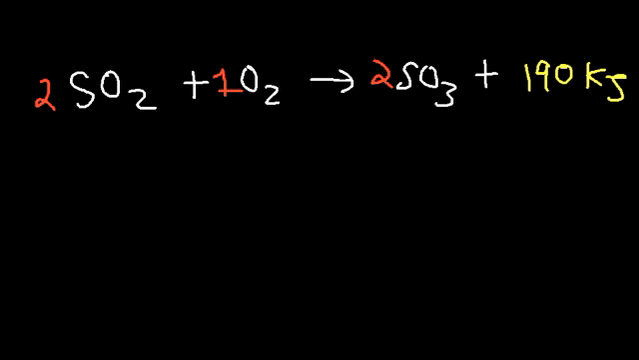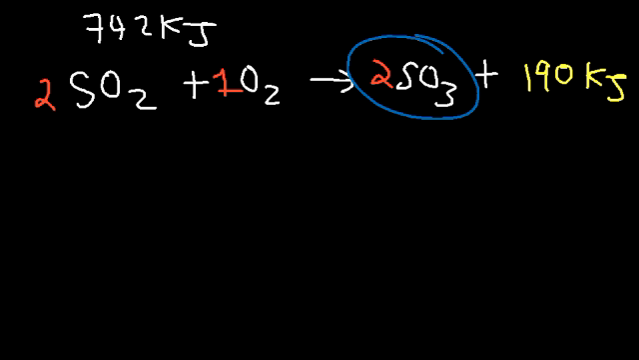So, let's say the question asks you to do this. Calculate the amount of sulfur trioxide produced if 742 kilojoules of heat energy was released. How would you do it? So, what we need to do is convert kilojoules into grams of sulfur trioxide. So let's start with the energy change that we have, 742 kilojoules.